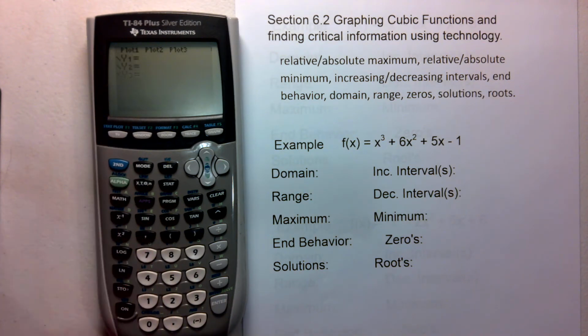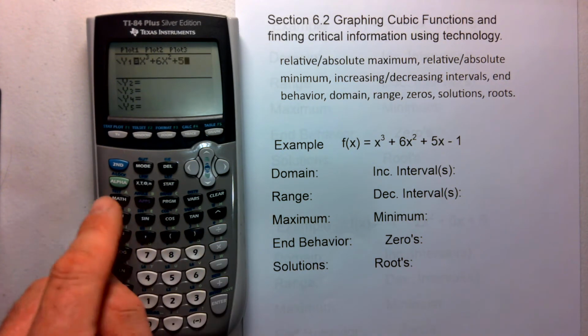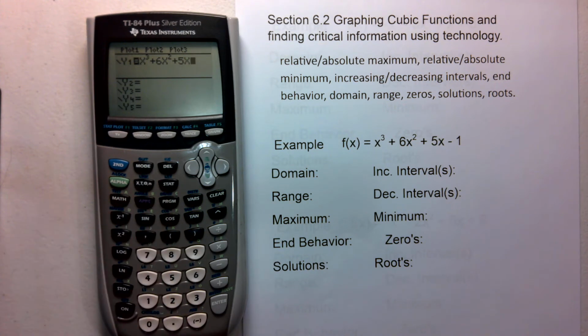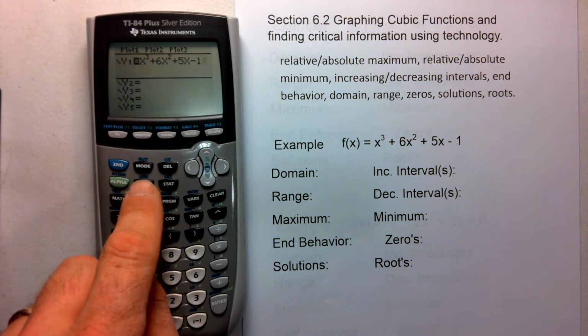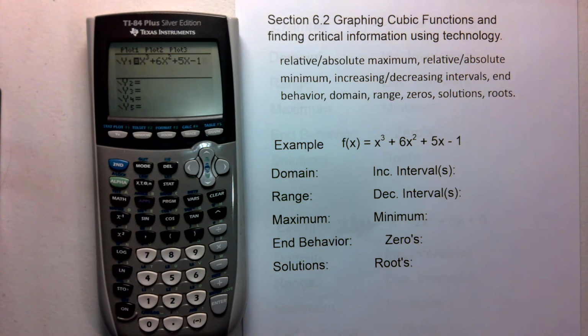So I'm going to go to my y equals. I'm going to type in my x to the third, and then plus 6x squared, plus 5x, and then minus 1. If you don't remember that x, we can hit just the x button next to our alpha button to get our x value.